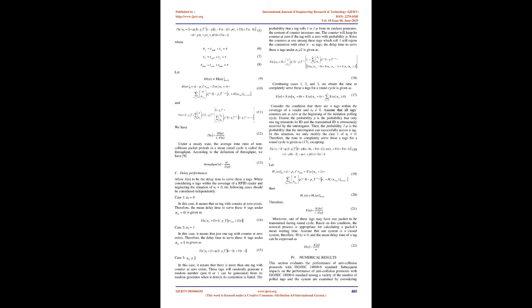nd equals 2. Consider the condition that there are n students in a classroom and nf 0. Assume that all tags counters are at 0 at the beginning of the initiation polling cycle. Denote the probability p is the probability that only one tag transmits its ID and the transmitted ID is erroneously received by the interrogator. Then, the probability 1-p is the probability that the interrogator can successfully access a tag. In this situation, we only modify the case 1 of nf equals 0.